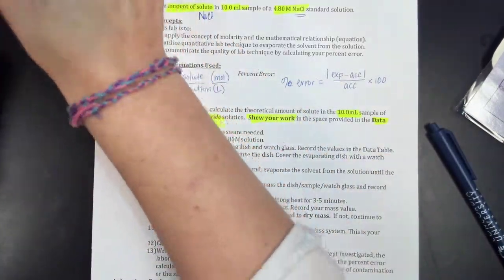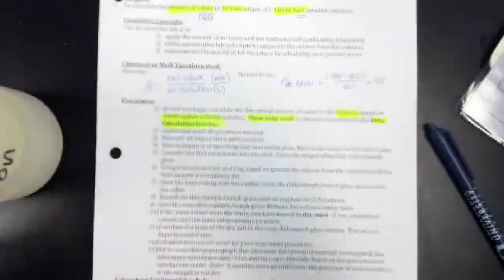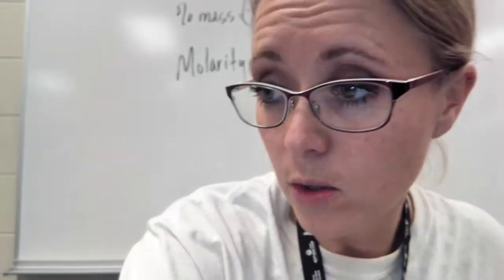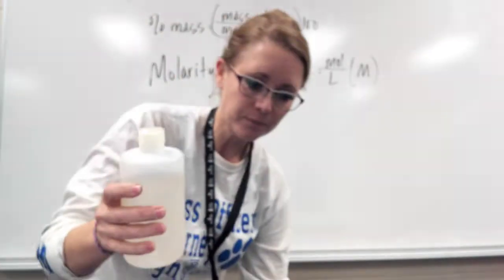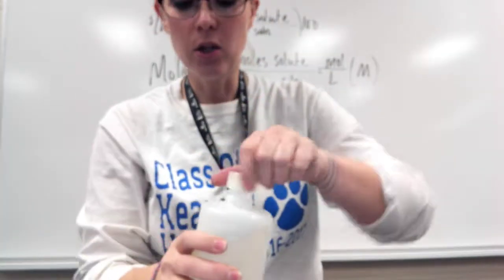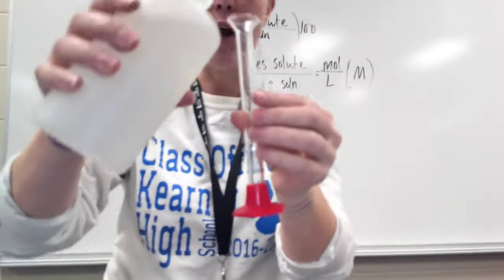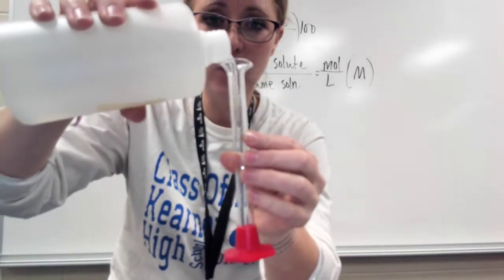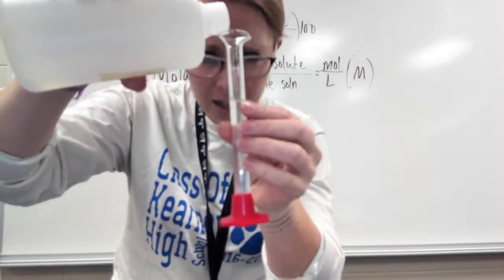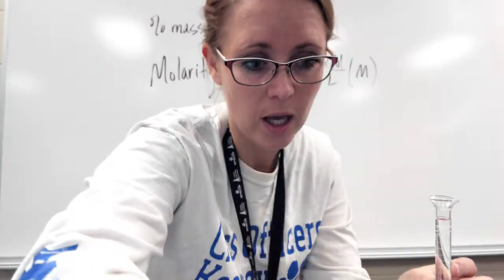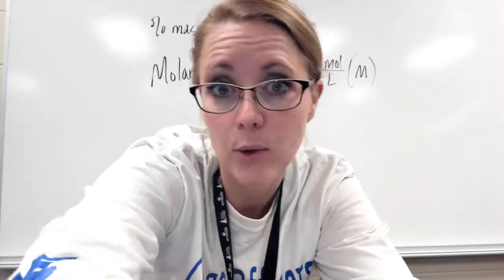What I want you to do, because it's going to be extremely hard, I'm going to flip my camera up here. Okay, you have your solution, and if you attempt to actually measure exactly 10 milliliters, you're going to take forever over at the fume hood. So you're going to take your solution and get as close to 10 as you can, but it's okay to go over. It's not okay to go under, but it is okay to go over.